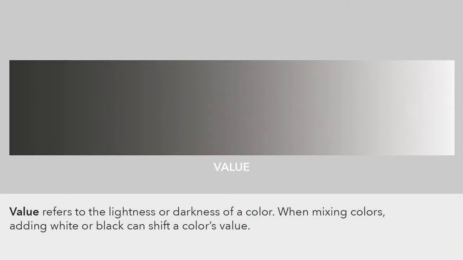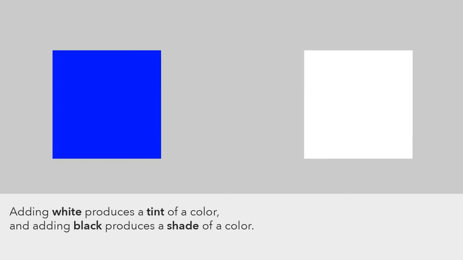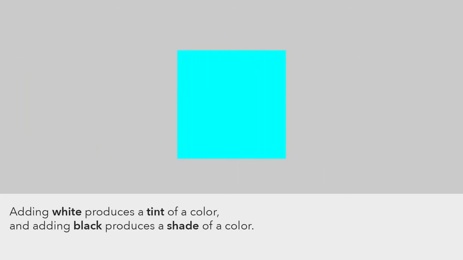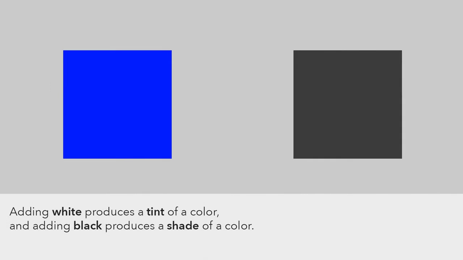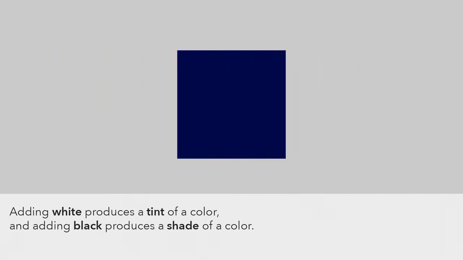Value refers to the lightness or darkness of a color. When mixing colors, adding white or black can shift a color's value. Adding white produces a tint of the color, and adding black produces a shade of a color.